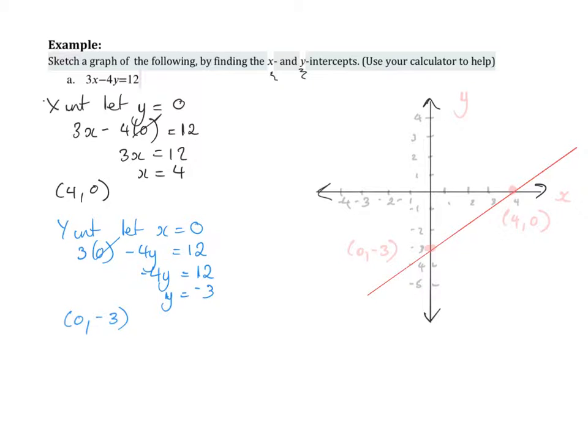And then we simply draw our line through the graph. And I like to label that line. So what was that line called? It was 3x minus 4y is equal to 12. So that's sketching a graph using your x and y intercepts. They are your 2 points that you've gone through.